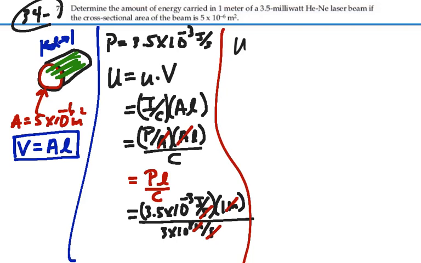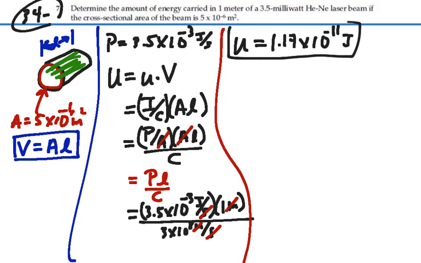This gives us an energy equal to 3.5 times 10 to the minus 3 times 1 divided by 3 times 10 to the 8, which is 1.17 times 10 to the minus 11 joules. That is the energy contained in 1 meter of this laser beam.